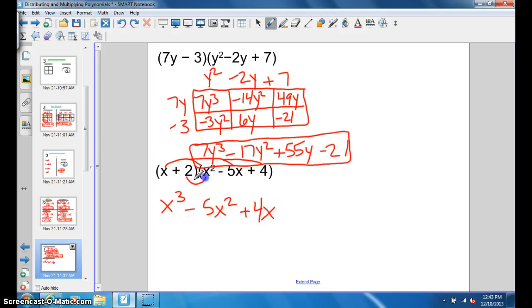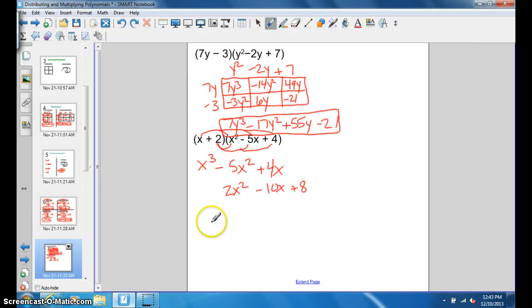Now we need to do the same thing to the 2. So we're going to have 2 times x squared. So we have 2x squared. And we have 2 times negative 5x, which is negative 10x, and 2 times 4, which is 8. Okay, so collect like terms here. We get x cubed minus 3x squared minus 6x plus 8.